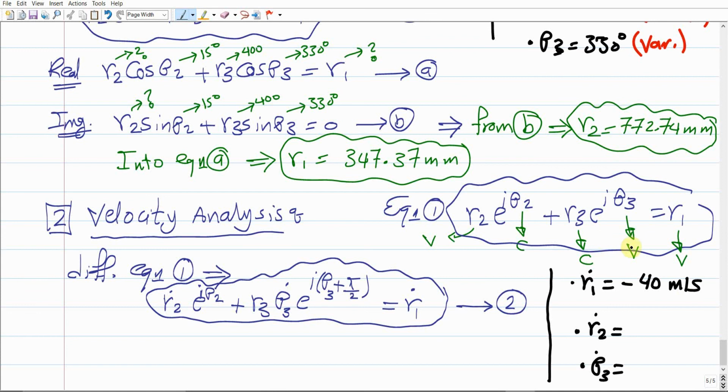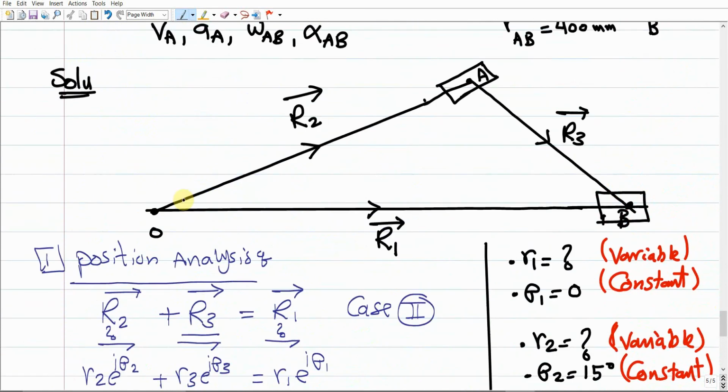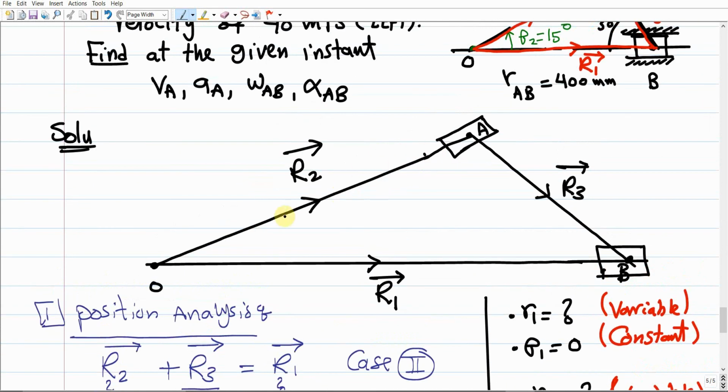How about R2 dot? R2 dot should be the sliding velocity of slider A, because this is the rate of change of the position vector R2.